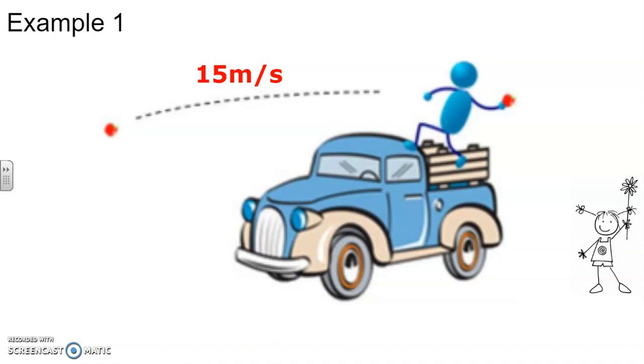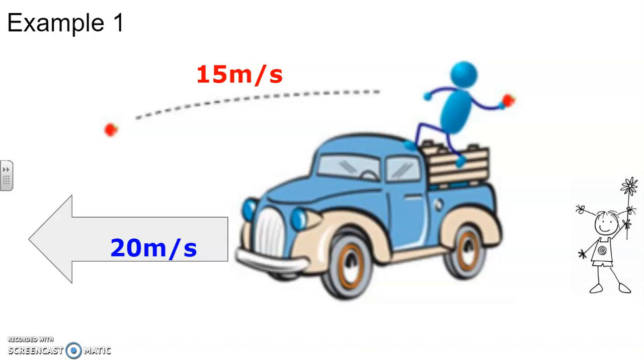Okay. She would also agree that the apples are moving at 15 meters per second at this point, because we both have the same frame of reference. But now let's say the truck starts to move. It's moving forwards at 20 meters per second, and I am still throwing apples forwards exactly the same as I was before, at 15 meters per second.